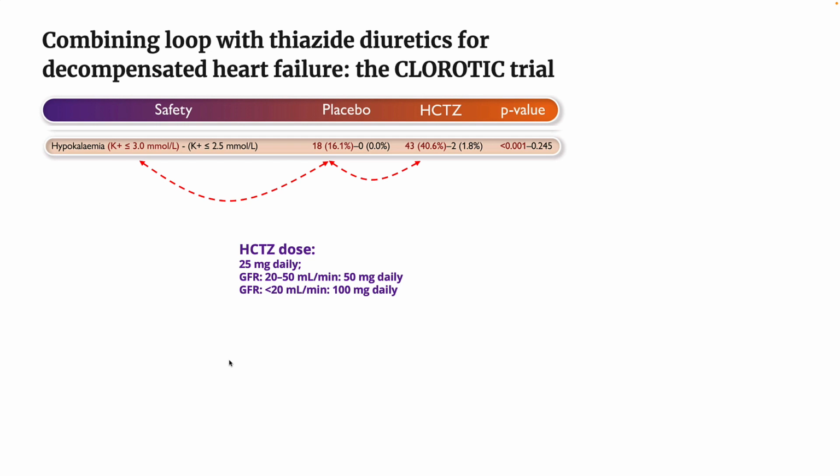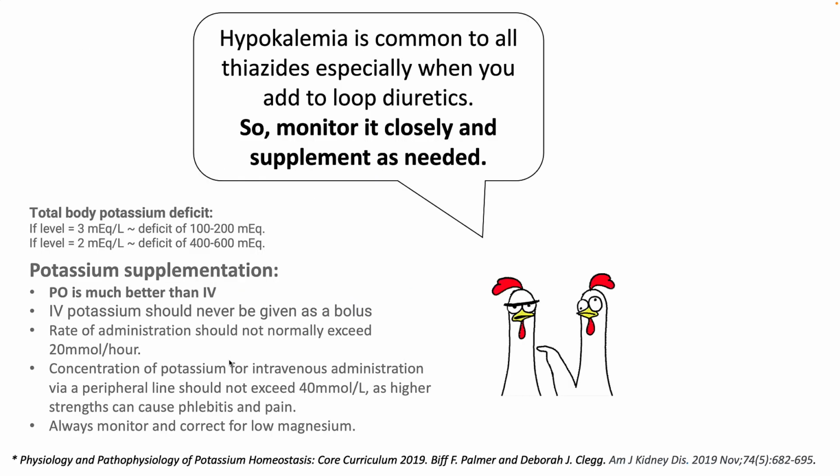In the CLOROTIC trial, there was significant hypokalemia noted up to 40.6% when compared to only 16% in placebo group. However, the degree of very severe hypokalemia, potassium less than 2.5, was pretty much similar between two groups. So hypokalemia is common to all thiazides, especially when you add to loop diuretics. So you must monitor it closely and supplement aggressively.